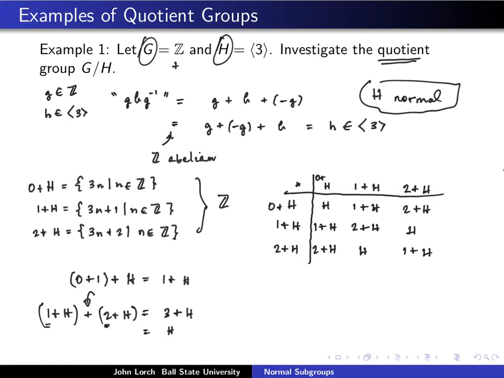Okay, so that is the group table for G mod H, the quotient group of G by H. And it looks like just Z3. Right, in fact, if you were to just wipe out all of the H's from this picture in this table, you would wind up exactly with the operation table for Z3.